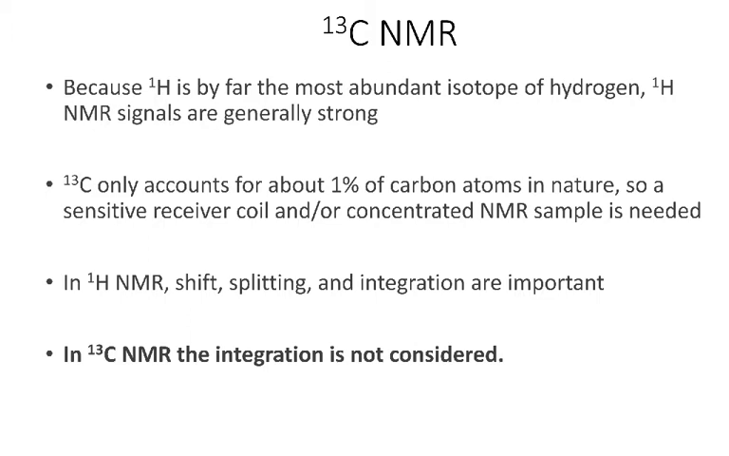So we either need a very sensitive instrument or we need a concentrated NMR sample in order to do carbon-13 NMR. In proton NMR, we looked at a lot of things that influence the spectra. We looked at the number of signals, the chemical shift, the splitting, and the integration. In the case of carbon-13 NMR, we're not going to be able to use integration to tell us how many carbon atoms are contributing to that signal.